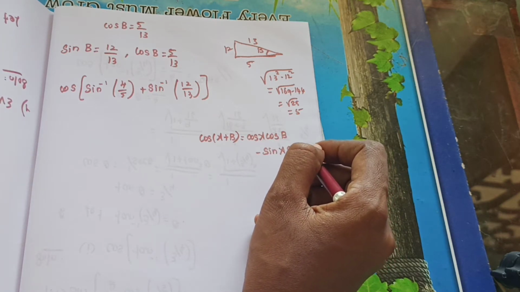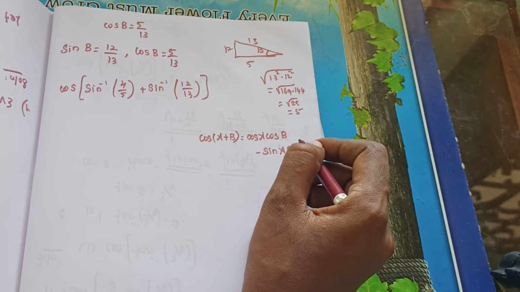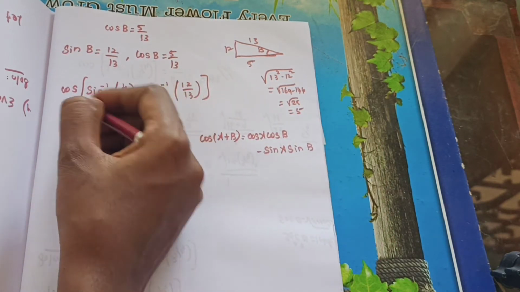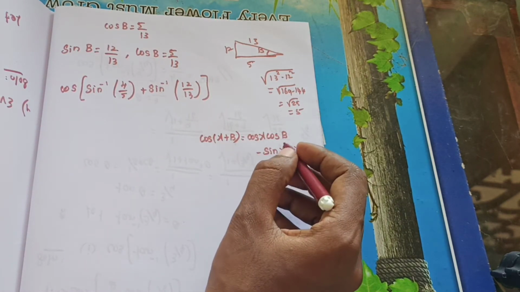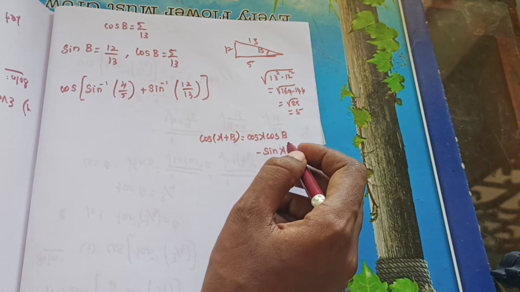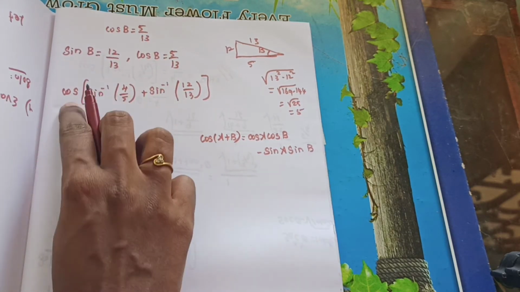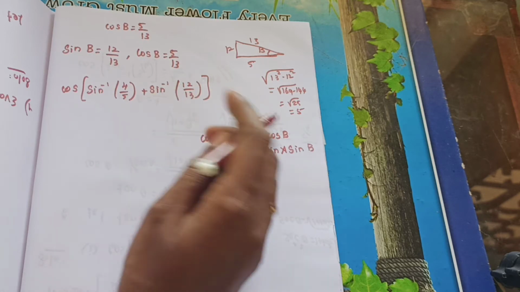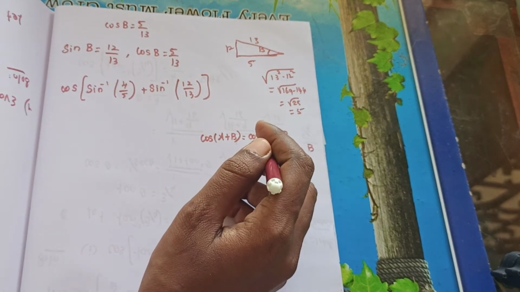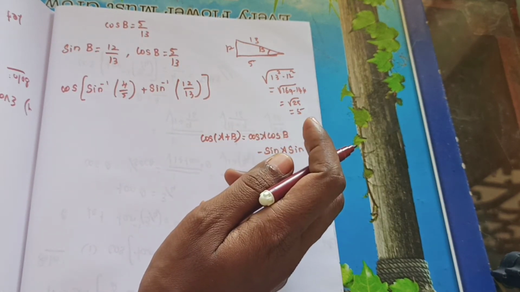Okay. So we are going to substitute this formula. Cos of A plus B, the meaning is cos of A plus B. So what's the formula? Cos A cos B minus sin A sin B. So cos A cos B means what will I write? Cos A, so cos of 4 by 5. Is it right? So like that you need to write.